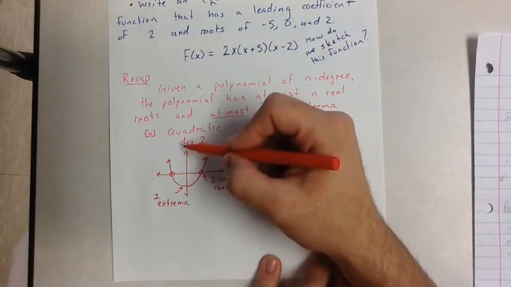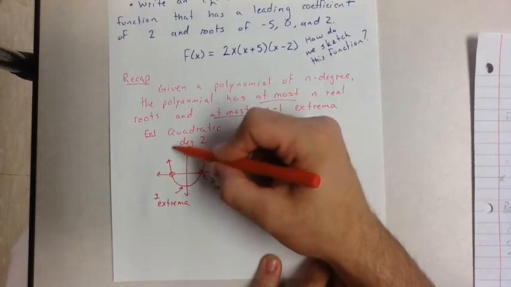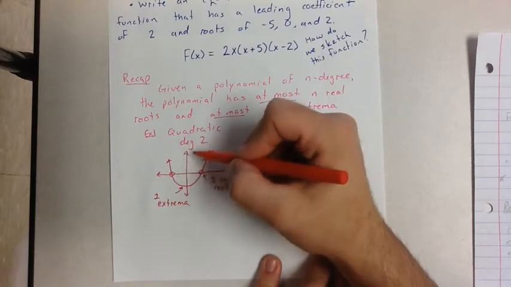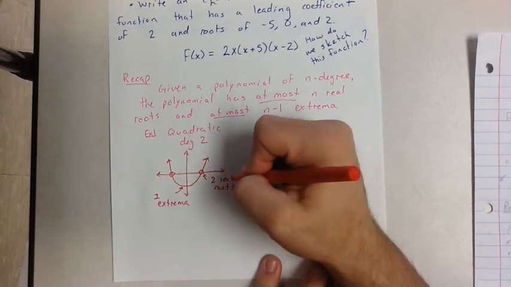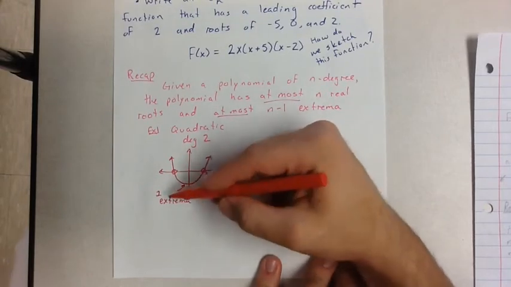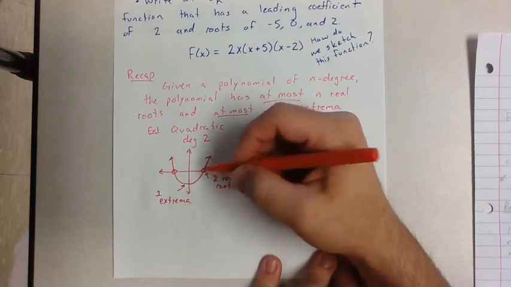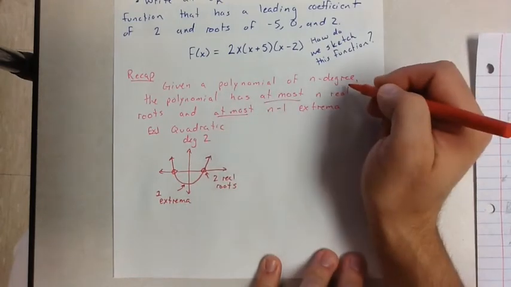The reason why it says at most is we've seen parabolas where the entire parabola is above the x-axis. In that case, it does not intersect the x-axis at all, making no real roots. But we will always have one extrema for a quadratic. So this is just an example of what we're seeing here.